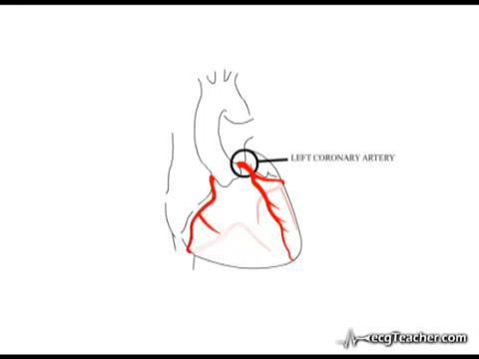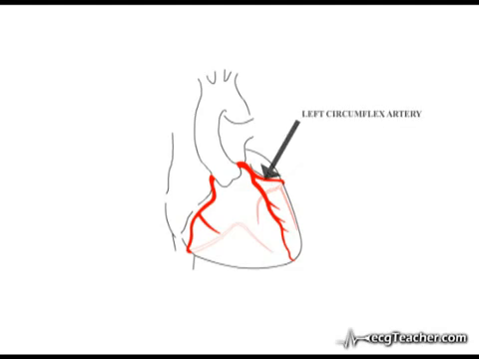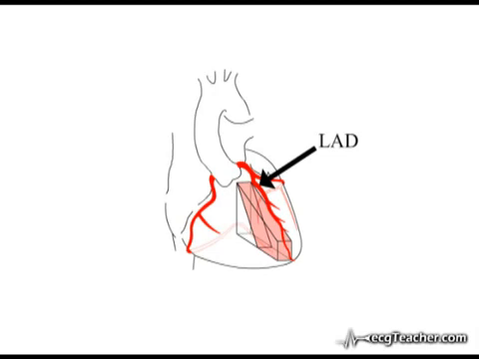The left coronary artery divides into two major branches: the left anterior descending artery and the left circumflex artery. The left anterior descending artery, or LAD, generally supplies the anterior surface of the ventricles and the anterior 2/3 of the interventricular septum through septal branches. Diagonal branches of the LAD supply a variable extent of the anterior and, in some individuals, lateral surface of the left ventricle.